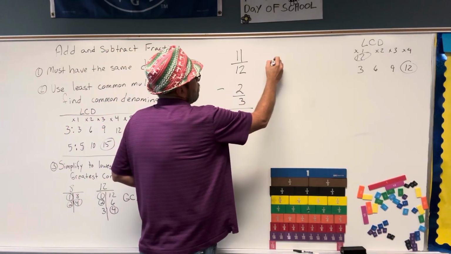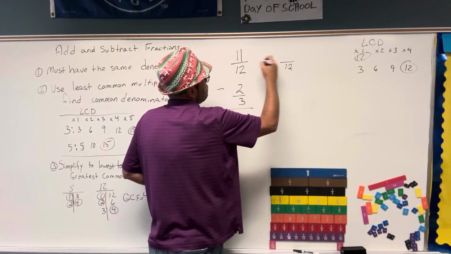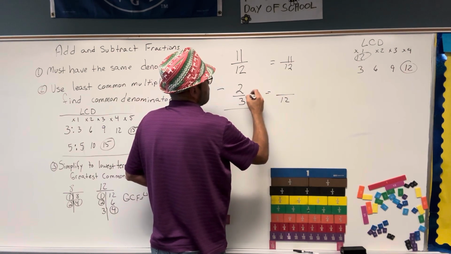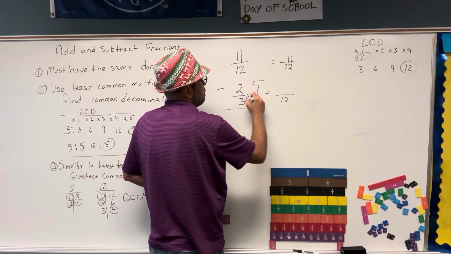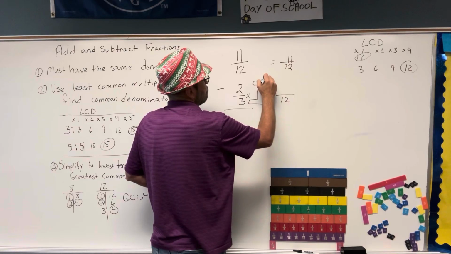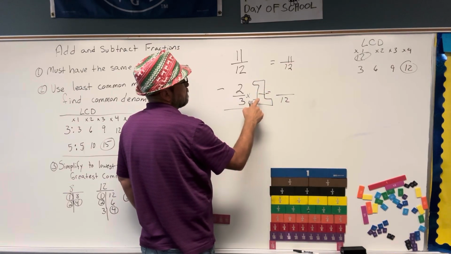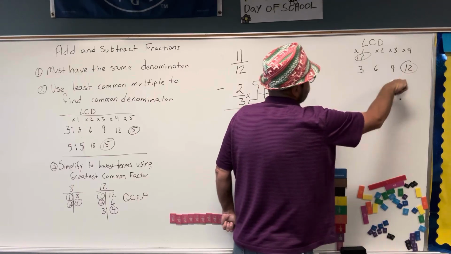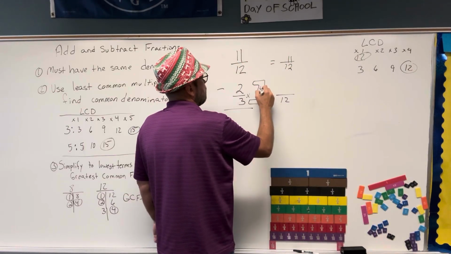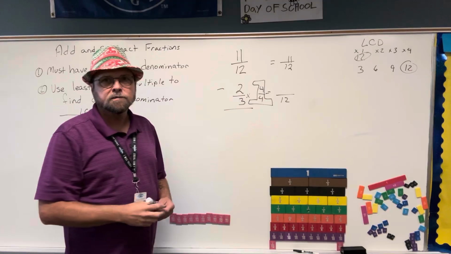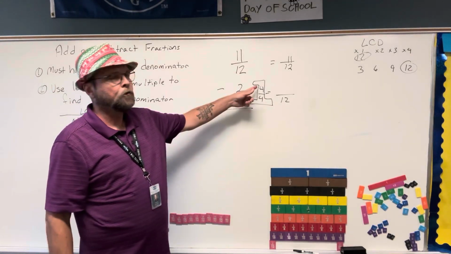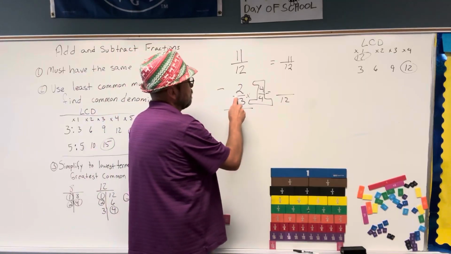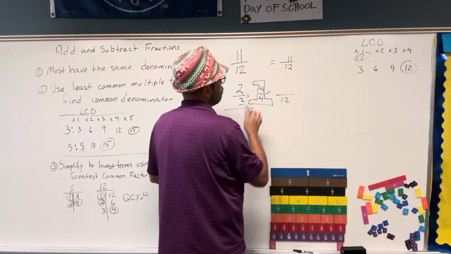So I want these both to have a denominator of 12. This one already does. This one, however, doesn't. So I need to multiply by a fraction that equals 1. 3 times what is 12? Well, I've done my work over there. 3 times 4 is 12. So I need this to be 4 over 4, because 4 over 4 equals 1. Anytime the numerator and denominator are the same, that equals 1. 3 times 4 is 12, 2 times 4 is 8.